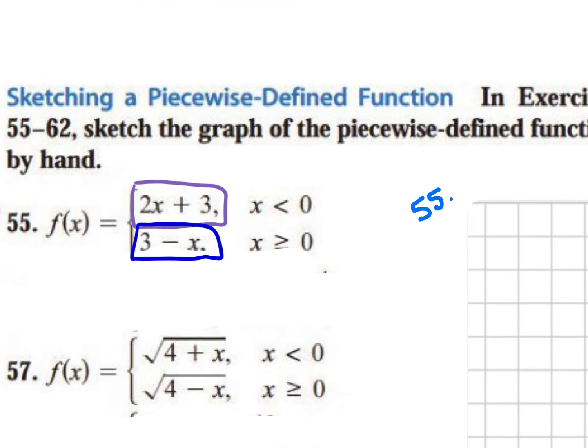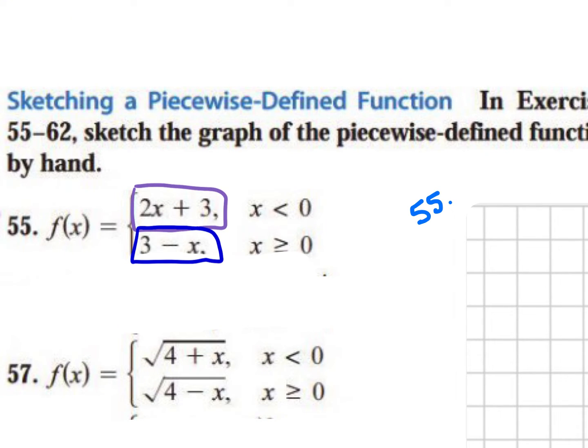Just by looking at our first function, what type of graph do we have here? Just this part. What form does this look like? Slope-intercept form. So what is it going to look like? It's a line. So it's a linear graph. It looks like y equals mx plus b, which is a linear graph.